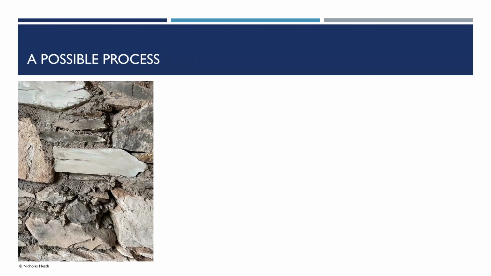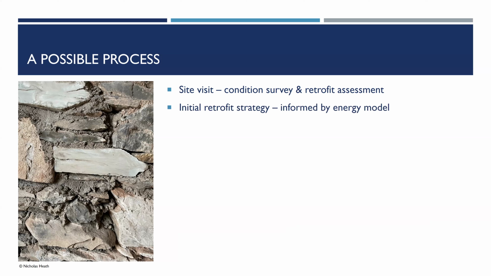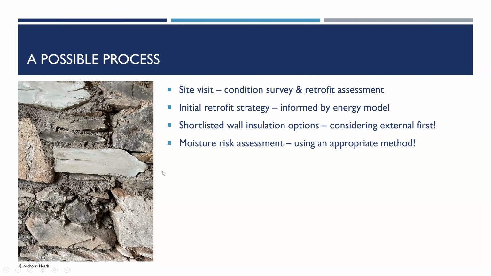So what else? There's loads more I could talk through, but I don't have time. So I wrote a very, very quick possible process. This is the sort of approach that I tend to take on the projects I work on. So you look at the building, you get a good understanding of it and of its condition. You come up with an initial retrofit strategy, maybe informed by a bit of energy modelling. You have some shortlisted wall insulation options, generally looking at external insulation in the first instance because there's lower technical risk. You can't often do it, so you then look at internal insulation.